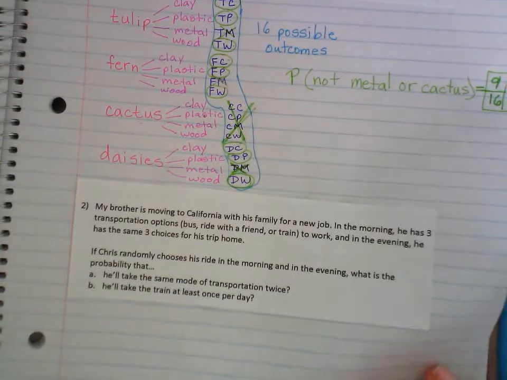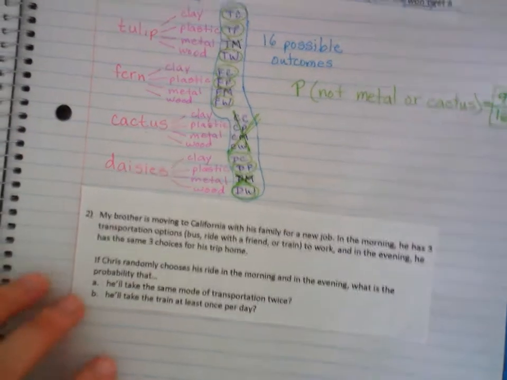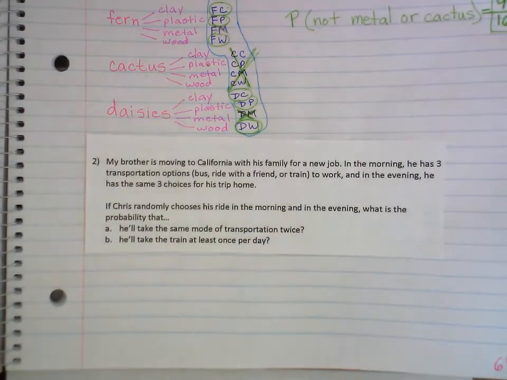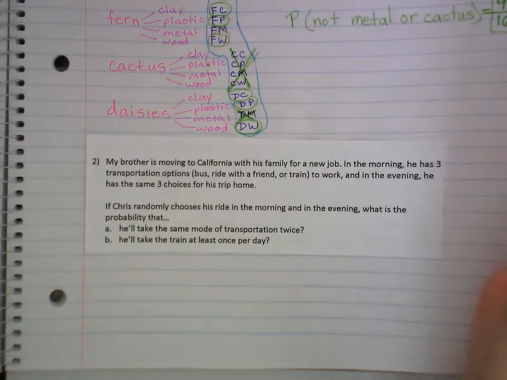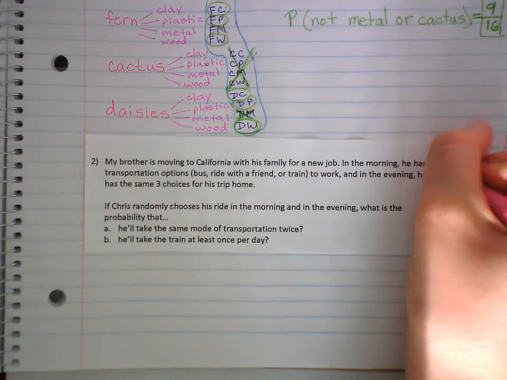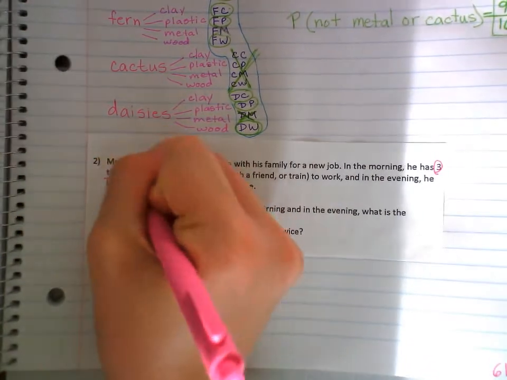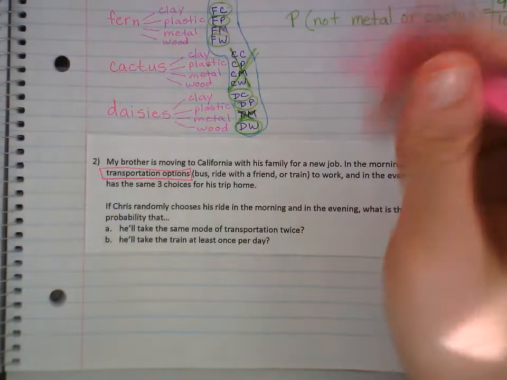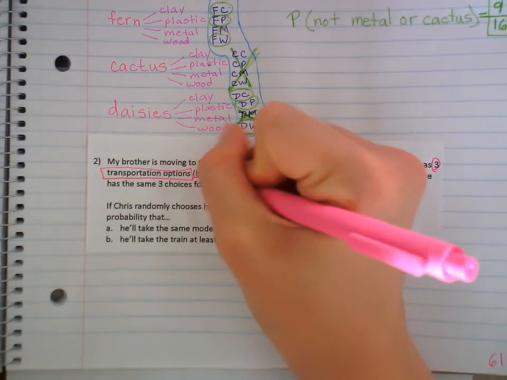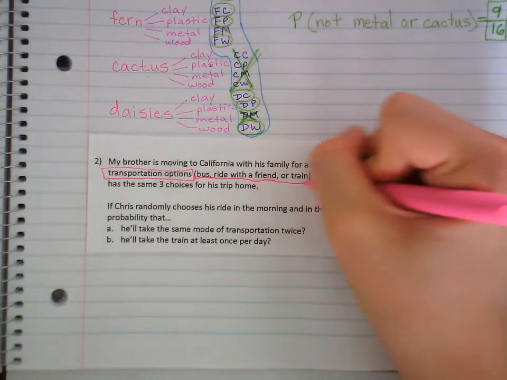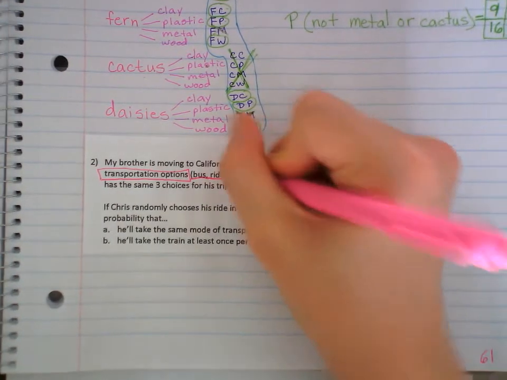My brother is moving to California with his family for a new job. True story. In the morning, he has 3 transportation options. That's going to be event 1. We have our bus, ride with a friend, so like carpool, or take a train. Okay, so that's event 1.